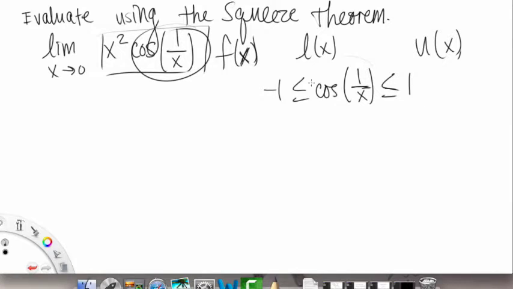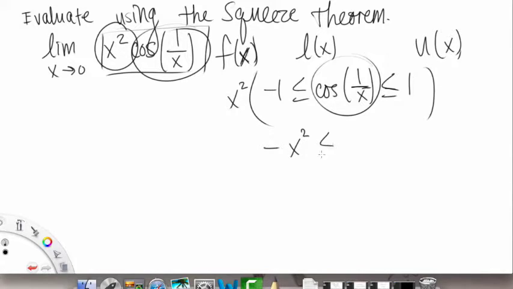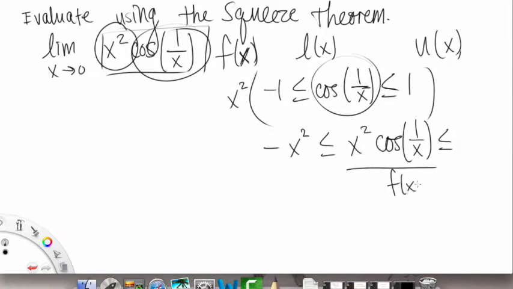And now what we want to do is get our f of x in the middle here. So we have to add that x squared in. If we multiply everything here by an x squared, we get a negative x squared on the left is less than or equal to x squared times cosine 1 over x. So we see our f of x right here in the middle. And then lastly, we have our x squared. So we just found it.